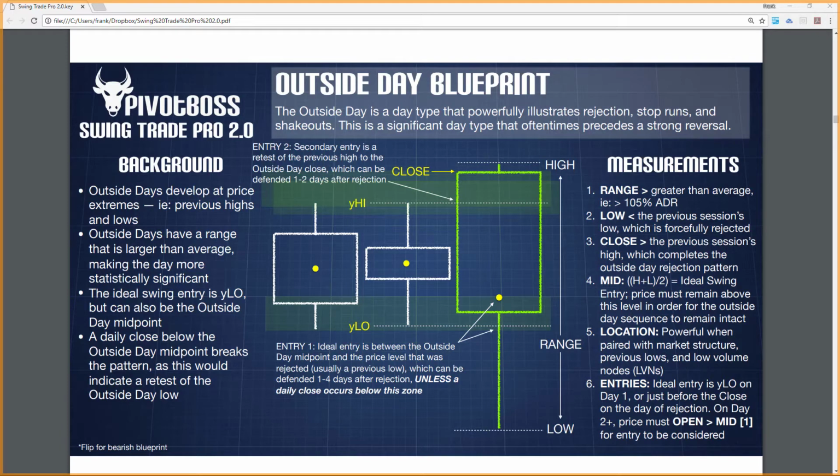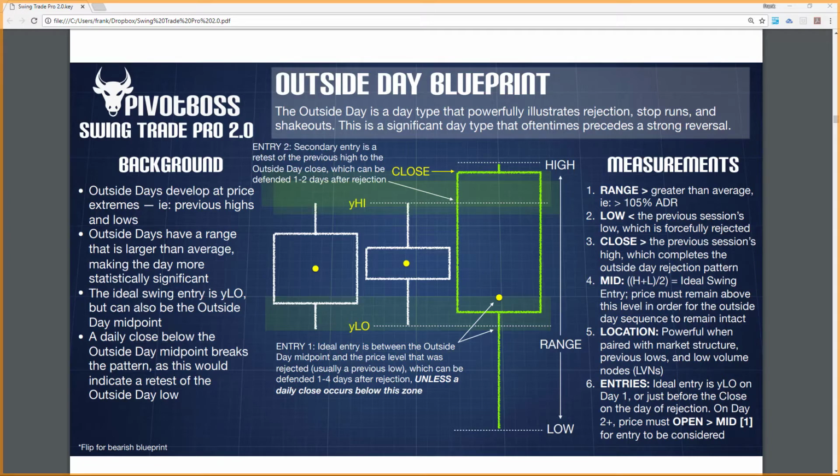Where does this occur? These outside days are powerful when paired with market structure, previous lows, and low volume nodes, just like some of the other rejections. Key range lows, those types of things. Those levels are where this pattern really shines. Because again, it's trying to go lower, it fails, and then it bounces back with a vengeance. That's usually a very, very good indication that we're about to bounce higher.